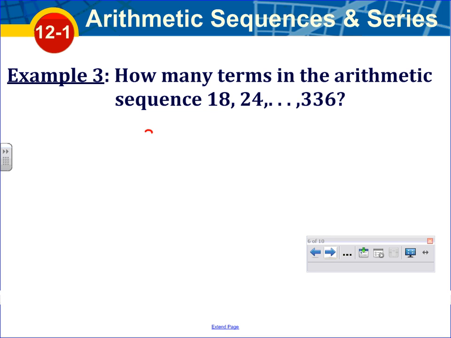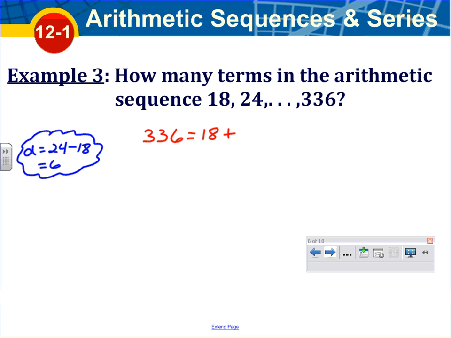So in this case, the 336 is our last term. We just don't know what position it holds. 18 is our first term. Our D, hopefully, again, you can kind of do that in your head, but your D is 24 minus 18, which is 6. So that's our thought cloud over there to get D. And then we're going to put that in there. And then we have our N minus 1. So that's our formula with everything that we know filled in. And that's what you're going to do each time. Take your formulas, fill them in as much as you can, and then solve for whatever it is that you don't know.